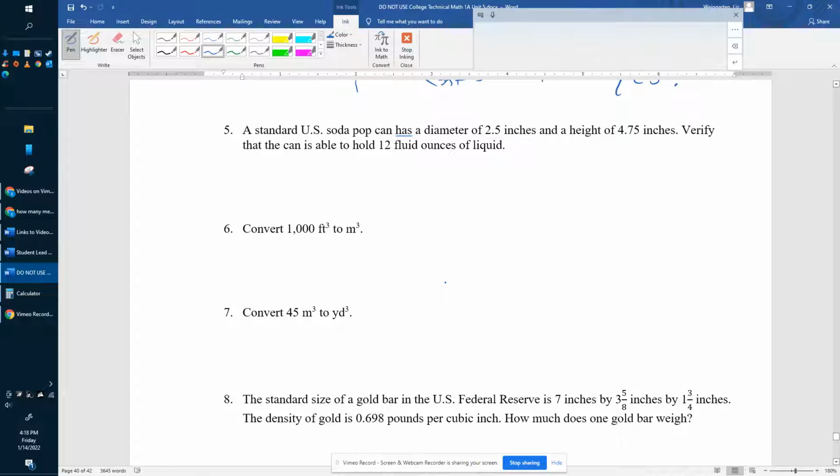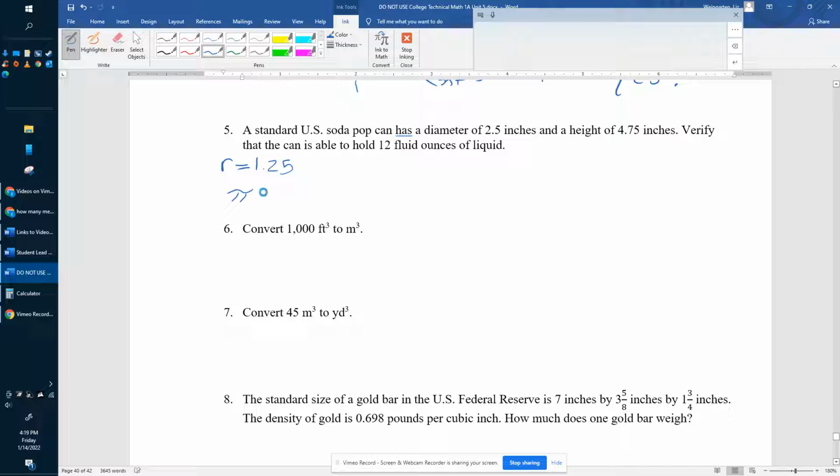A standard US soda pop can has a diameter of 2.5 inches and a height of 4.75 inches. Verify that the can is able to hold 12 fluid ounces of liquid. So let's see here. To find the volume, we need to do pi r squared. Diameter is 2.5. We need the radius. The radius is 1.25. Diameter divided by 2.